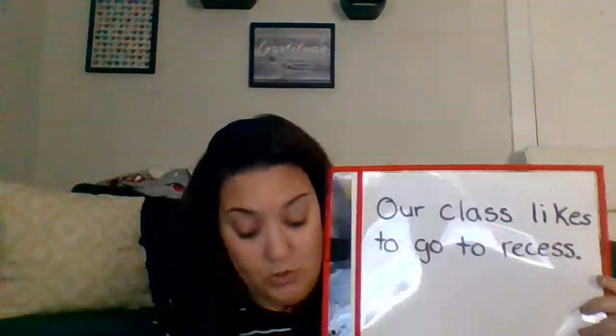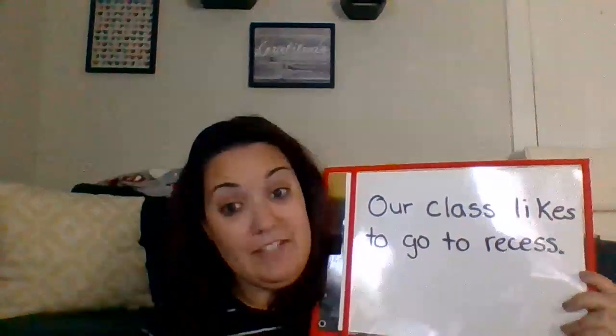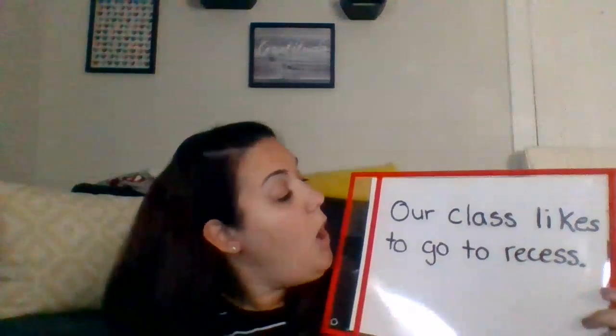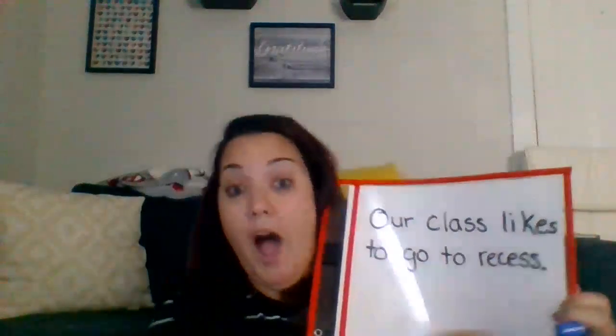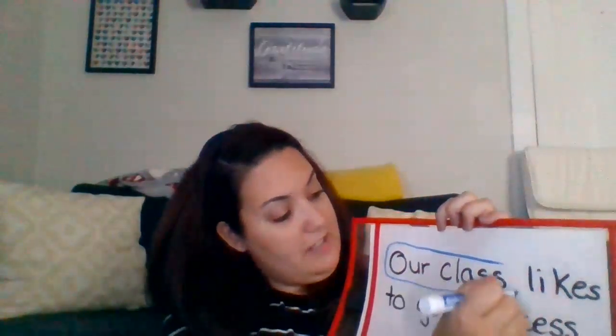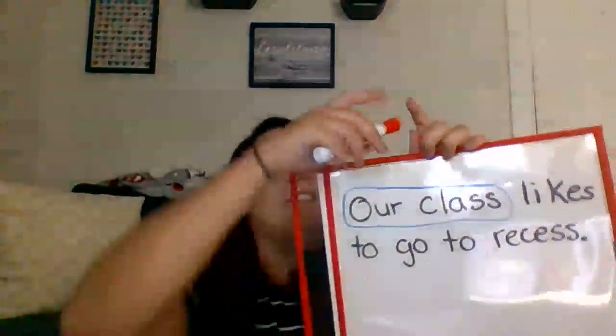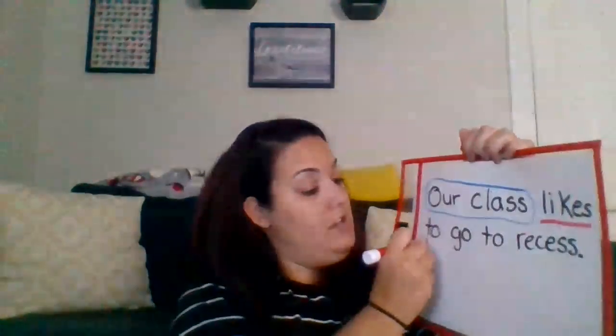Our class likes to go to recess. So for it to be a complete sentence, it needs to have a subject and a predicate. Who is this sentence about? Our class likes to go to recess. So this is about our class. So I'm going to circle the subject. Our class is the subject. Now, what does our class like to do? That's our predicate, what our class does. Our class likes to go to recess.